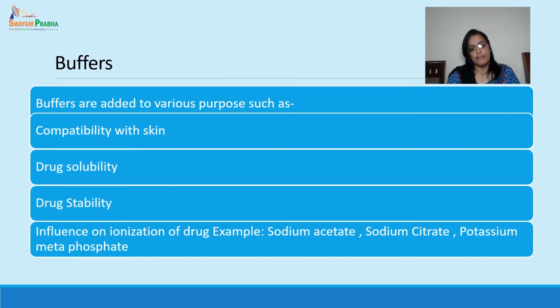Next is buffer. Buffers are added for various purposes. What is the role of a buffer? To maintain the pH. If we have to adjust the pH, we choose a suitable buffer in the formulation, considering compatibility with the skin, drug solubility, drug stability, and ionization of the drug. Sodium acetate, sodium citrate and potassium metabisulfite are a few examples of buffers used to maintain the pH of the vehicle or the preparation.